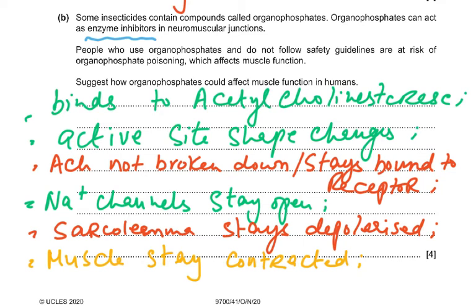So it binds to acetylcholinesterase, the active site changes shape, acetylcholine is not broken down, it stays bound to the receptor, sodium channels stay open, the sarcolemma stays depolarized, and the muscle stays contracted. This is what would happen if acetylcholinesterase did not function and the acetylcholine did not break down and go back into the presynaptic knob to be recycled.